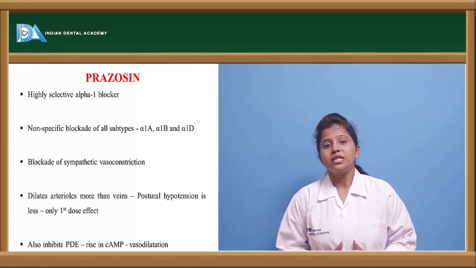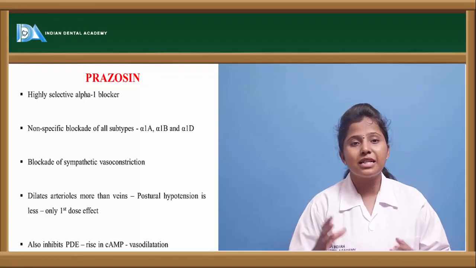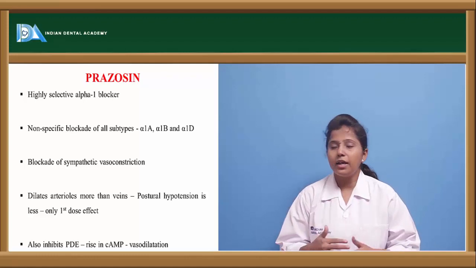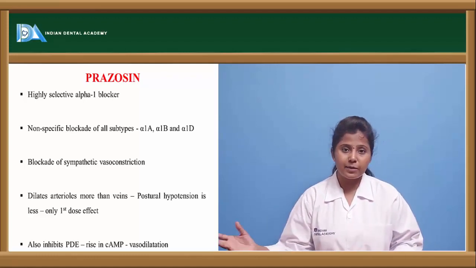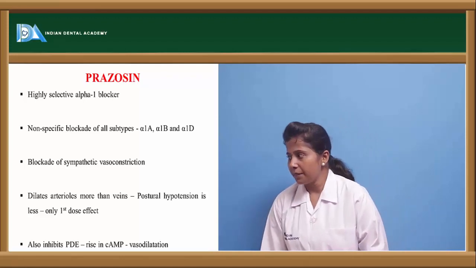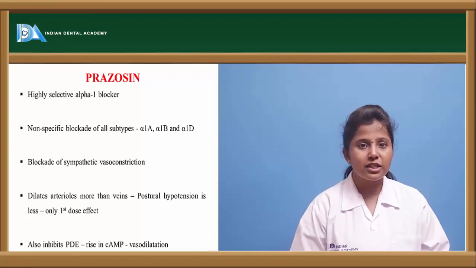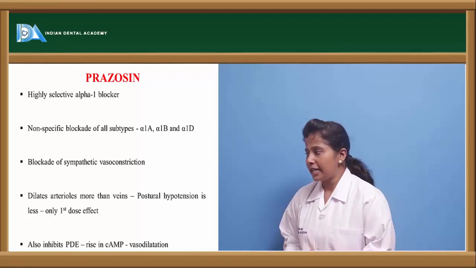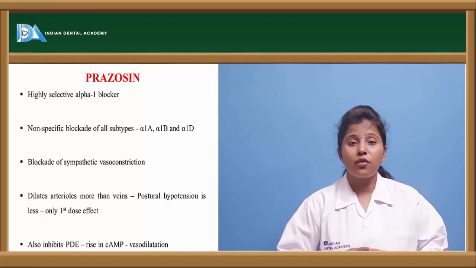So the blockade which is occurring because of this prazosin causes decreased vasoconstriction, or else we can say the blockade of vasoconstriction takes place in the sympathetic nervous system, and it dilates the arteries and veins. As the blockade of vasoconstriction takes place, obviously vasodilation takes place both in the arteries as well as in the veins, and it also inhibits an enzyme called phosphodiesterase.